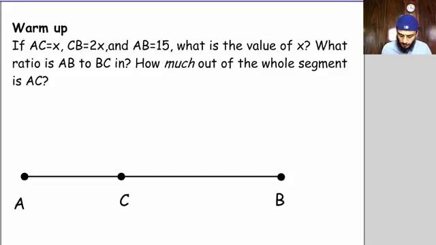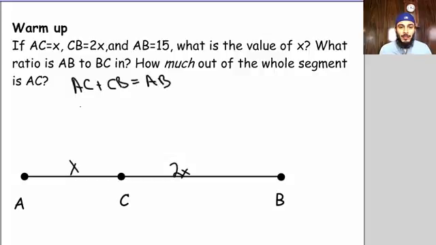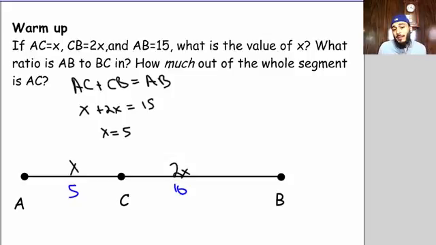It says if AC is equal to X, CB is equal to 2X, and AB is 15, what is the value of X? Well, we know that AC plus CB is equal to the whole. So that means that X plus 2X is equal to 15, and solving for X, we get X equals 5. So if X is equal to 5, that means the length of segment AC is 5 and the length of segment CB is 10. And that makes sense because 5 plus 10 gives us 15.